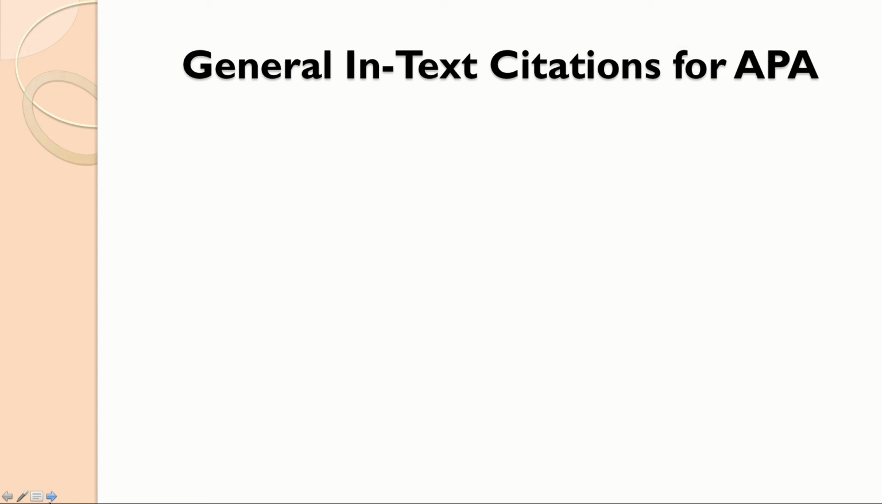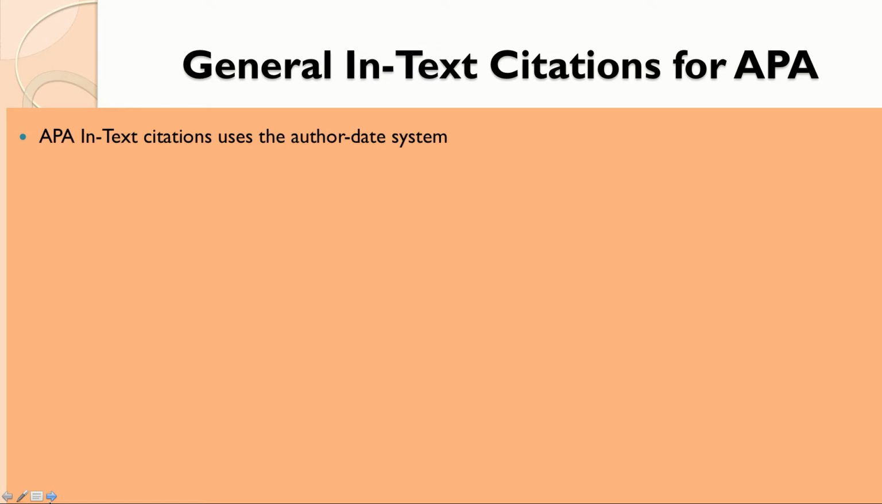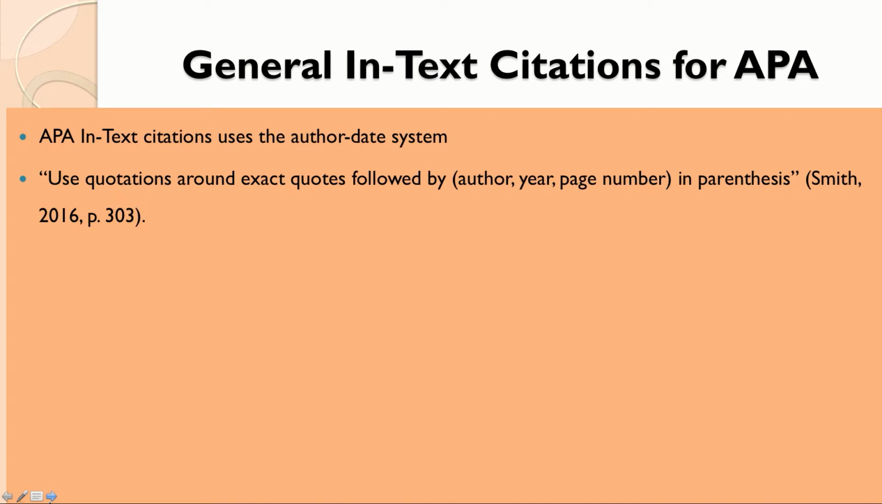All right, so in terms of in-text citations, the APA in-text citations use what we call the author-date system. And I always say date the author. In other words, wherever you put the author's name, you want to have the date follow it. So if you have direct quotes, you use quotation marks around the quotes, and then at the end of it, you have the author, the year, and the page number. It's author, comma, year, comma, page number in parentheses.